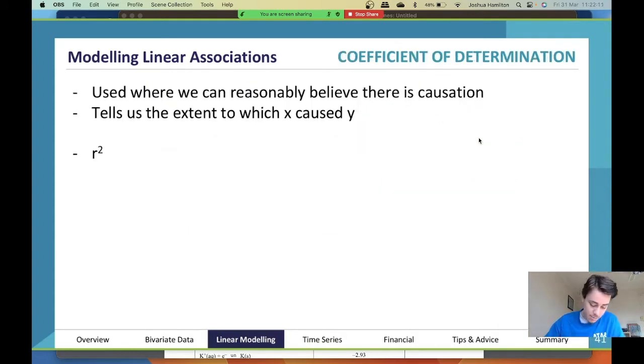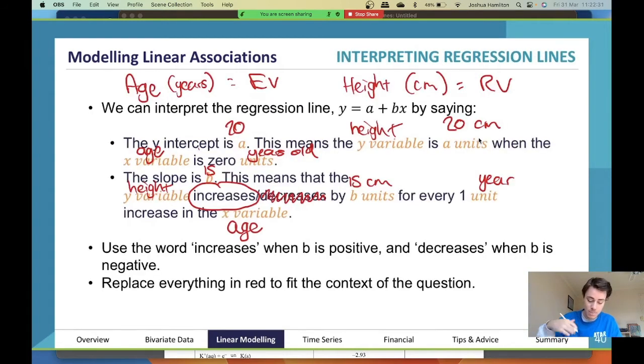Then what we have is another non-negotiable, which is the sentence to describe our R squared. So our R squared is our coefficient of determination. This tells us to what extent X caused Y, or what extent Y is caused by X is probably the better way of saying it. So for the example back here, it's saying what percentage of the height is explained by the age. It's like a data calculation for it.